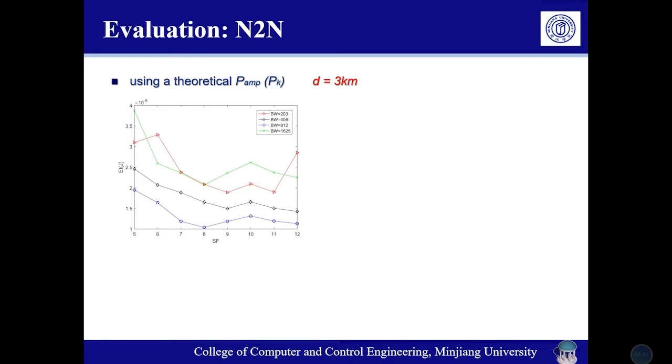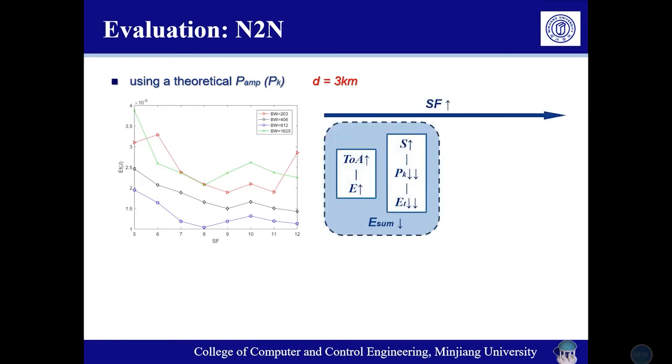We can see that the overall trend of transmission energy consumption decreases first and then increases with the growth of spreading factor by using the same bandwidth. It's not difficult to understand. Although the growth of spreading factor leads to an increase in time on air, it also improves the receiver sensitivity, so we can choose a smaller transmission power.